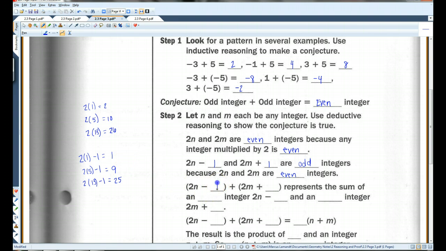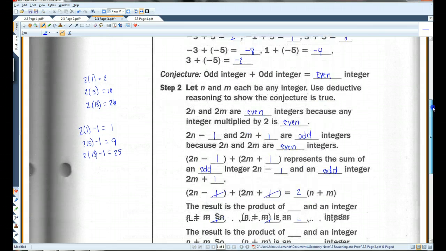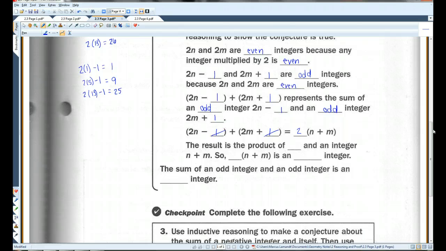So, 2n minus 1 plus 2m plus 1 represents the sum of an odd integer, 2n minus 1, and an odd integer, 2m plus 1. So basically, we know that this has to give you an odd number, and this also has to give you an odd number. So if I add them together, it's like I'm adding two odd numbers together. 2n minus 1 plus 2m plus 1 gives you 2 times n plus m. This is because the minus 1 and the plus 1 cancel out, and I can pull out the 2. The result is the product of 2 and an integer, n plus m. So, 2 times this is an even integer.